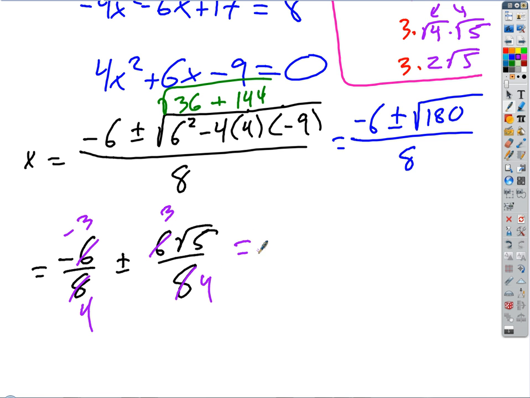So my final answer is just -3/4 plus or minus 3 times the square root of 5 over 4. That's it. I can put it all over a common denominator if I want to. I don't need to. Make sense? Okay? If you can do that, you can do any of those. That's as hard as they get.